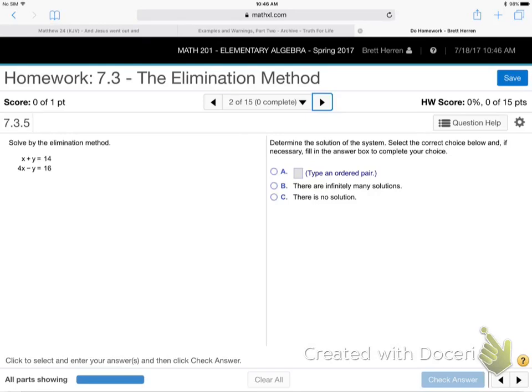So number 2. X plus y is 14. 4x minus y is 16. All right, can you do the same thing on that one? Can you just add them straight up and down? The y's will eliminate.